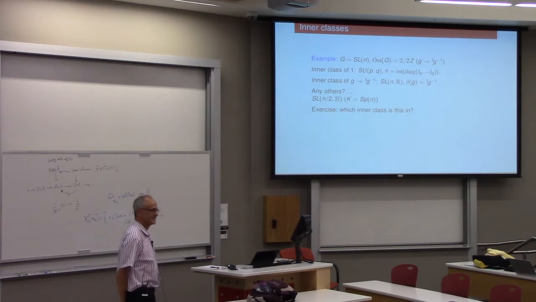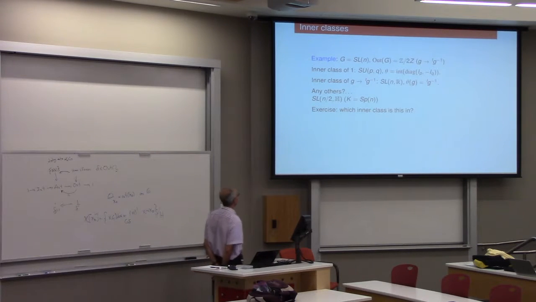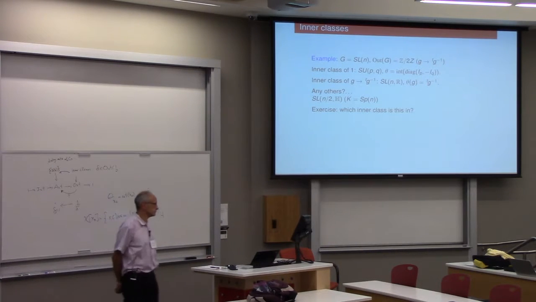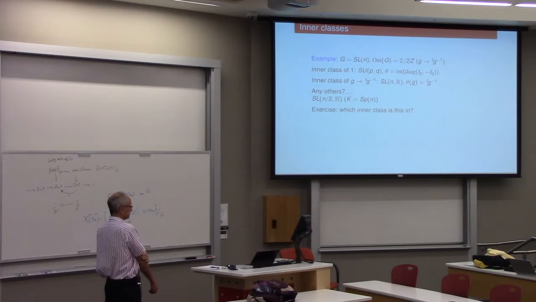Jeff? Yes? Is that really different? On the top of the first one, for the inner class, is that different? Yeah, so this is an inner automorphism. Delta is 1, but theta is conjugation by an inner automorphism. So for all the SU(p,q), the theta is inner. That's the inner class. That's the compact inner class.